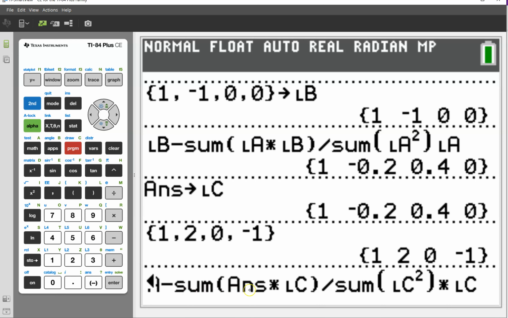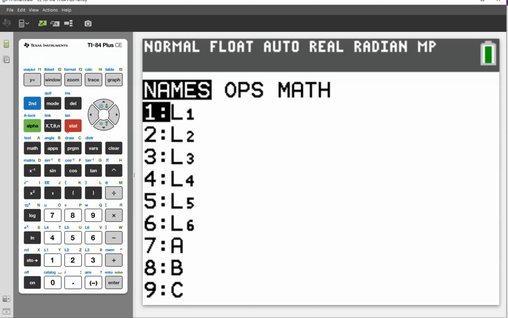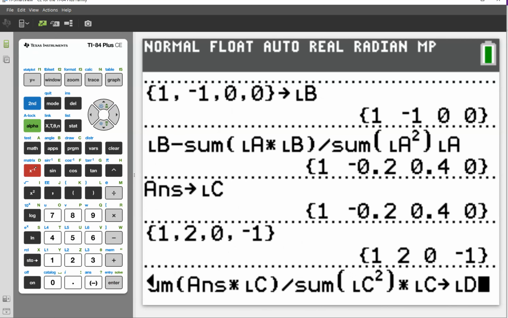Okay, again, just to take a second to see what we typed in. The sum of previous answer times list C is the inner product with the vector that we're working with and the last vector we just found. This is the inner product of that vector with itself and then just multiplying it by itself. So this is the projection of the vector we're working with onto the second one that we found. And I'm going to need this for later, so I might as well store it now. So let's store this as list D.